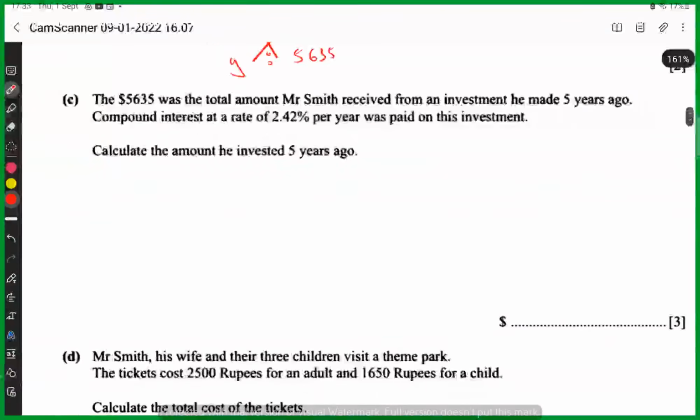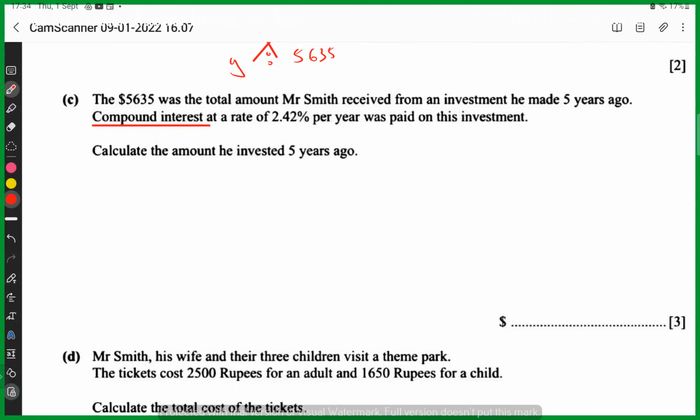This is about what we were discussing lately. $5,635 was the total amount Mr. Smith received from an investment he made 5 years ago. The compound interest at a rate of 2.42% per year was paid on this investment. Calculate the amount he invested 5 years ago. Now, compound interest is the word. I am just supposed to write down the formula that I taught 5-10 minutes back, and then we are going to talk about the other details.